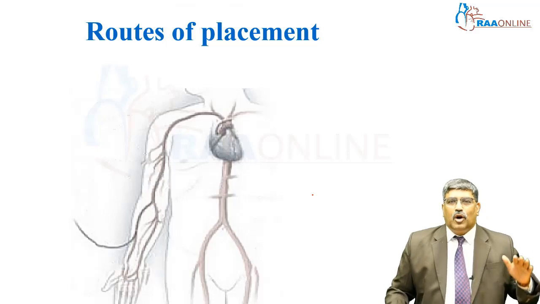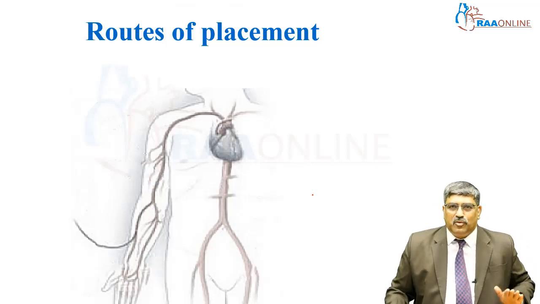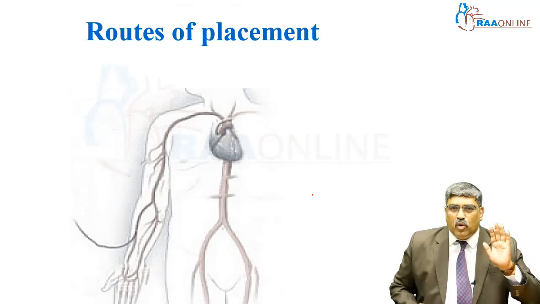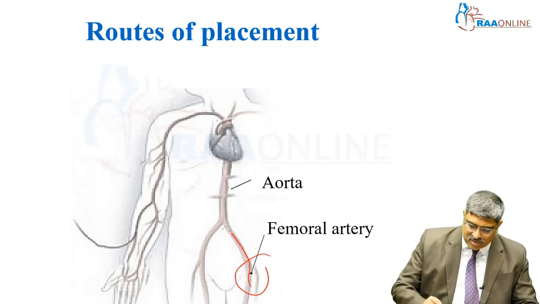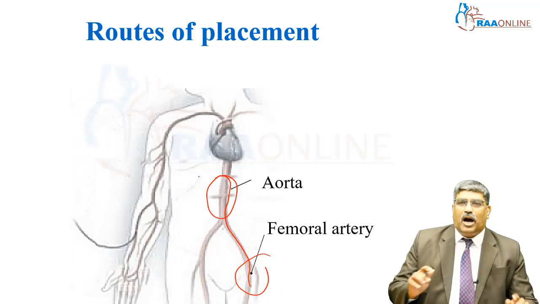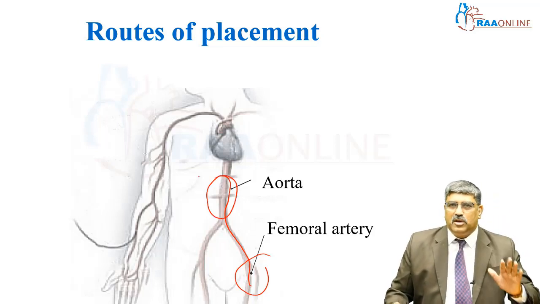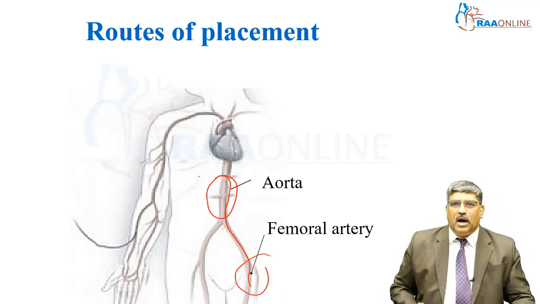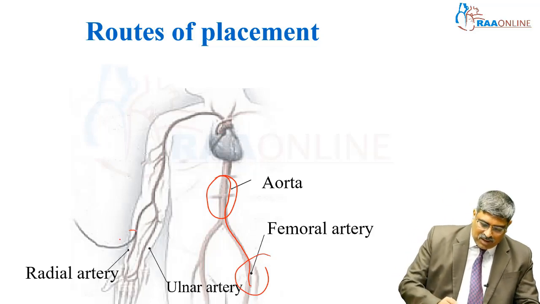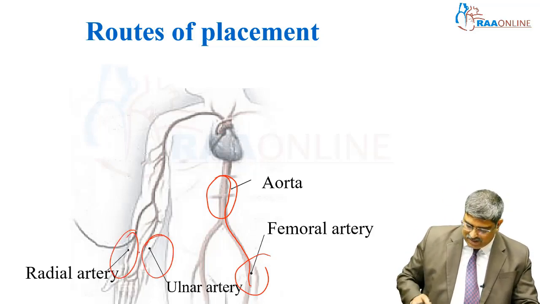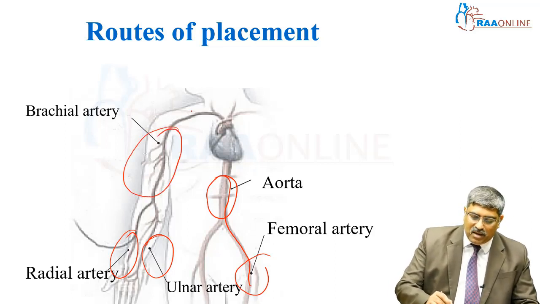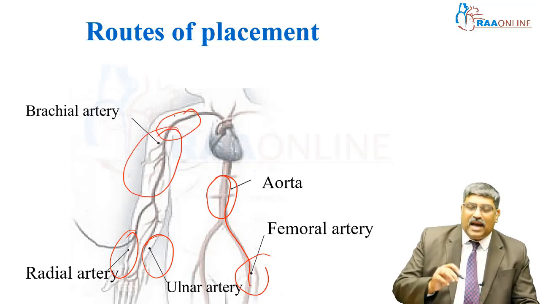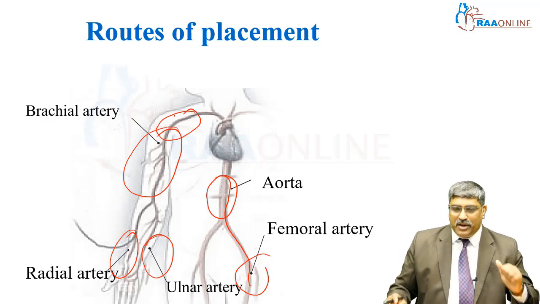Now coming to the route of placement through which the stents go in. The most common site is the femoral artery. It passes through the iliac artery into the aorta. That is the most common route of endovascular placement. Other routes include the radial artery and ulnar artery. Apart from that, in some complex procedures, you use the brachial, axillary, and subclavian artery too.